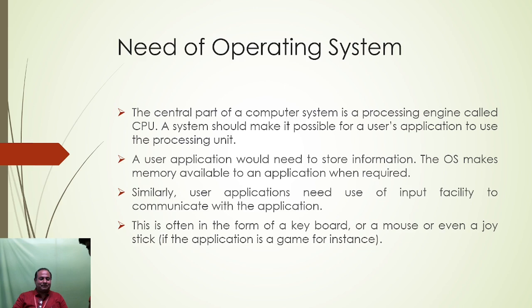And why do we need the operating system? Why do we need an operating system? Here we know that a computer system has the central processing unit. Any application installed on the system is processed by the central processing unit with the help of the operating system only.